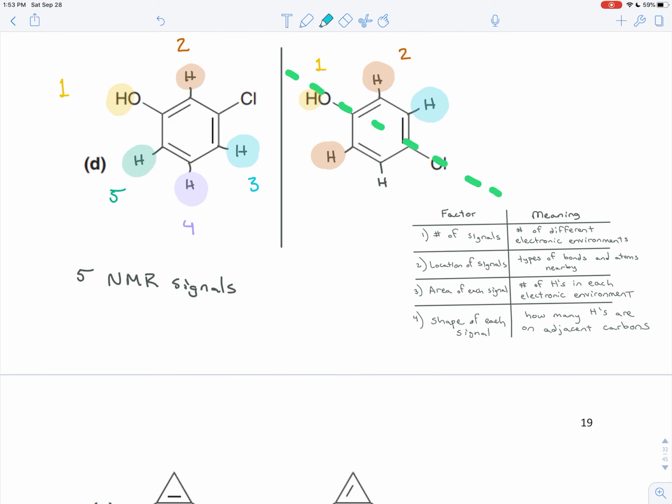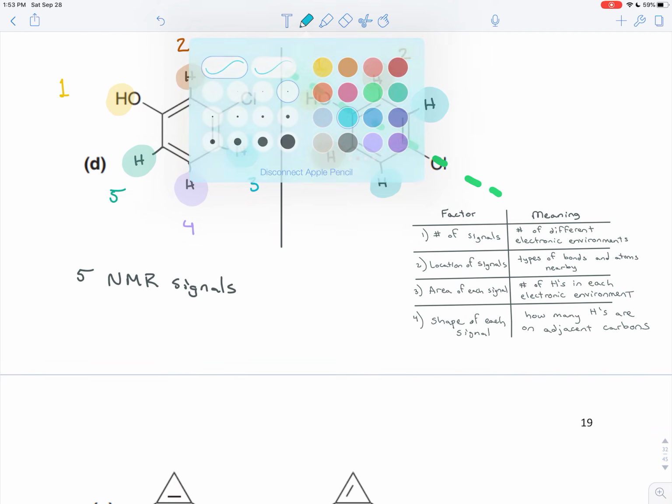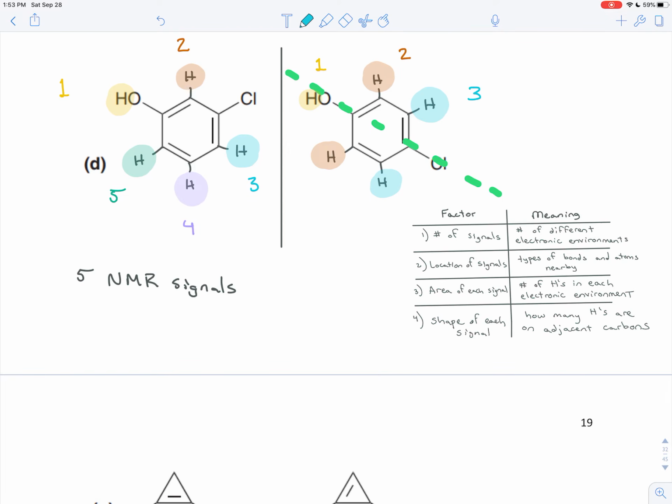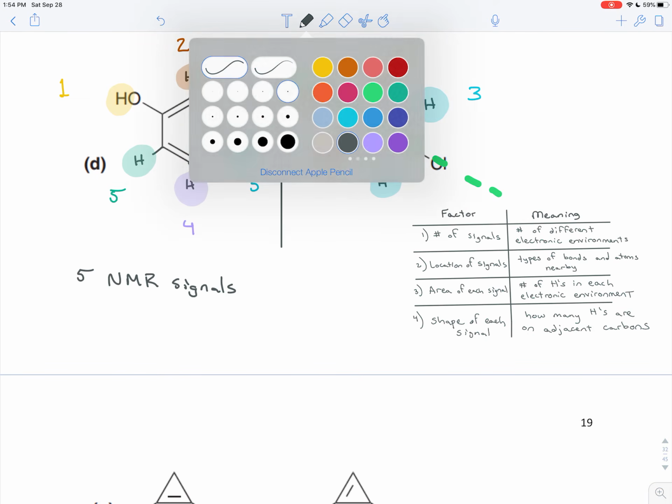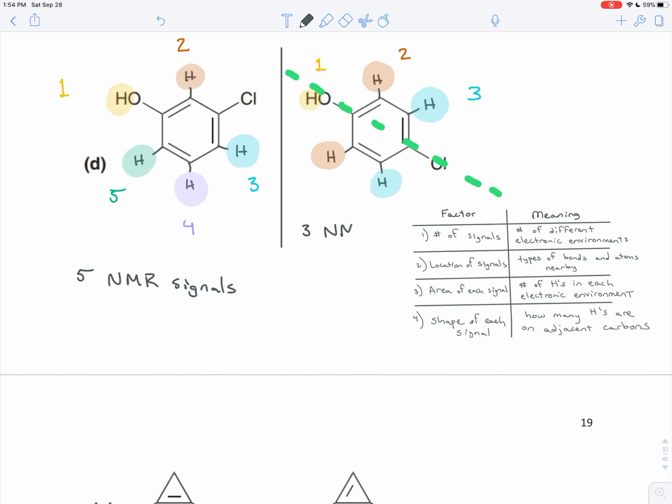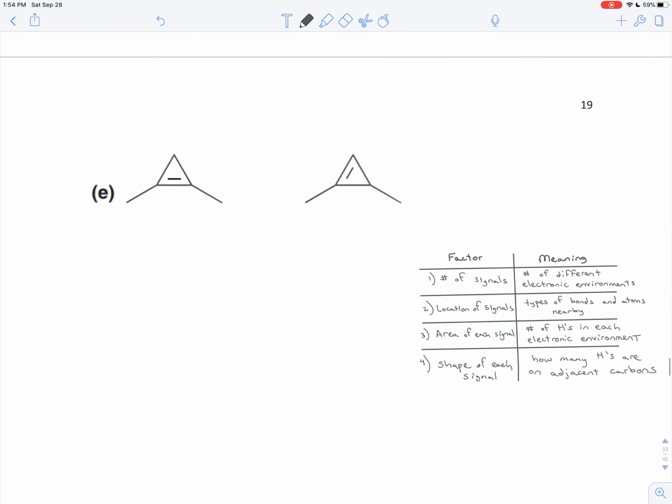The third hydrogen is closer to the chlorine, further from the alcohol. That's a new electronic environment, so a new signal. The hydrogen on the opposite side of the plane of symmetry is in that same environment, so that's a third signal. And so the molecule on the right would just have 3 signals in its NMR spectrum. 3 peaks or shadows. And so you can use the number of signals here to tell the molecules apart. The molecule on the left will have 5 signals, and the NMR spectrum for the molecule on the right would only have 3.